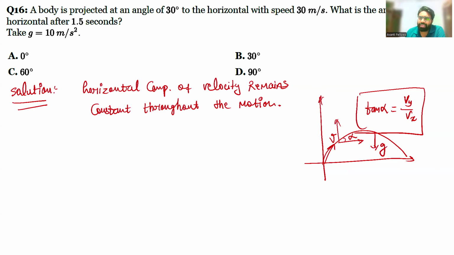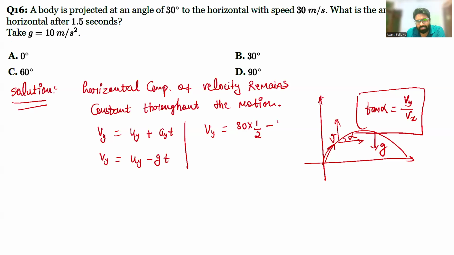So we wish to calculate Vy at 1.5 seconds. So Vy will become Uy plus ay into t. Vy is equal to Uy minus g into t, which can also be written as Vy is equal to Uy. Uy is u sine theta, which is 30 sine 30. Sine 30 is 1 by 2, minus 10 into 1.5, the time at which we are calculating the final velocity. This will be 15 and this will also be 15.